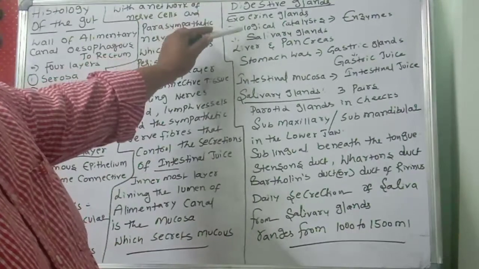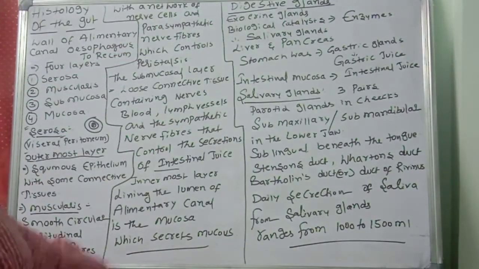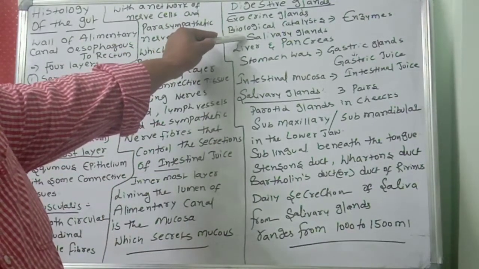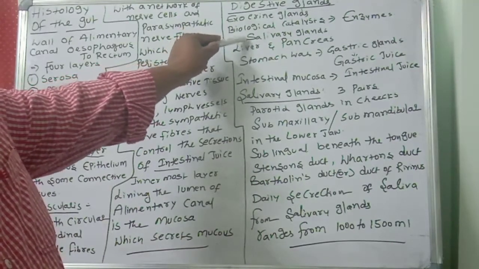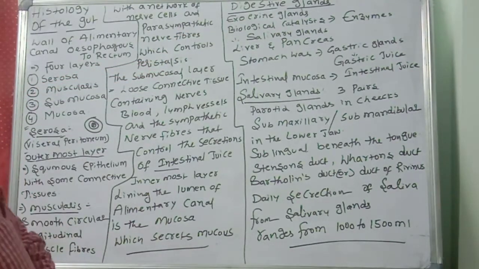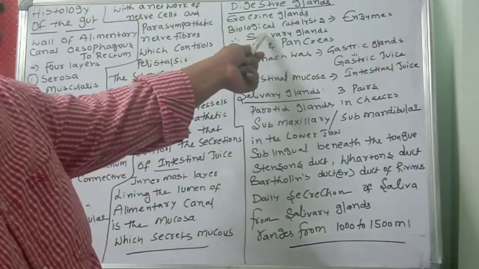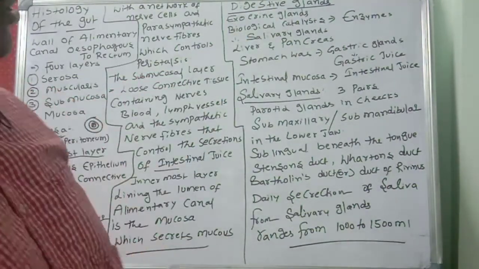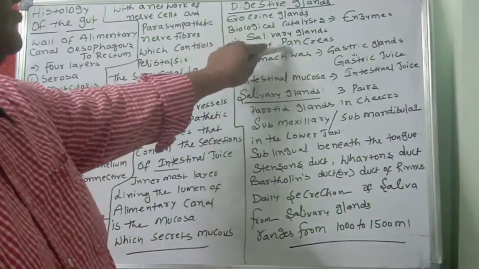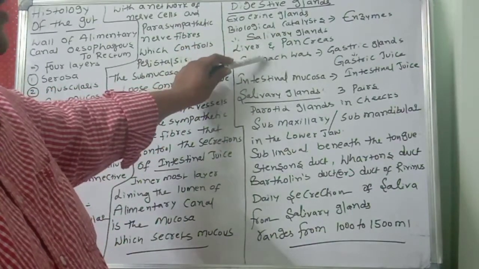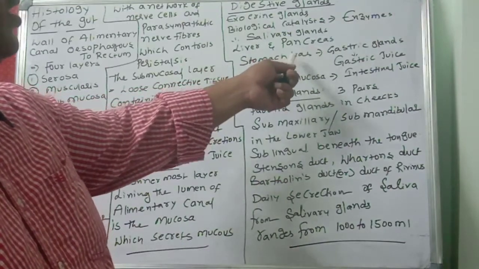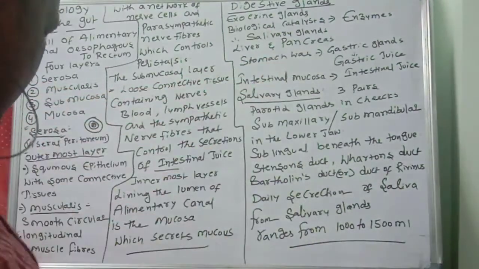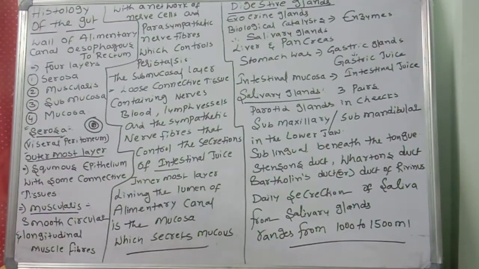So the digestive glands, there are different types of digestive glands. Salivary glands. Okay, there is saliva in your mouth, or not? Where is that saliva coming from? From the salivary glands. Next, the liver, pancreas. And the stomach also has gastric glands. They secrete the gastric juice. Very important thing you have to remember.